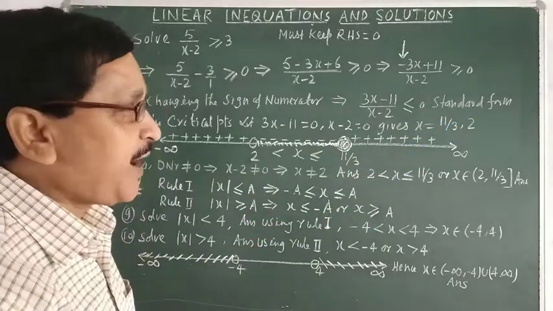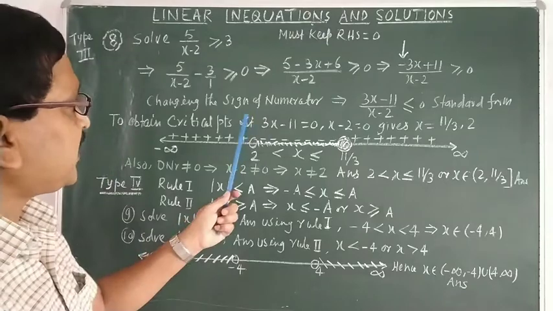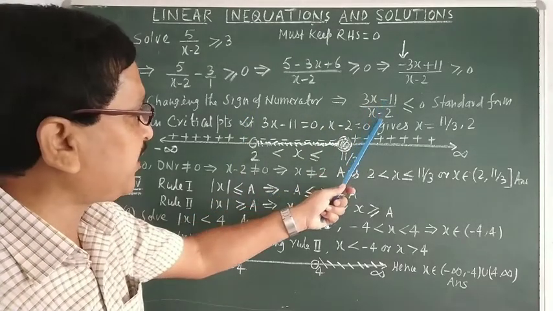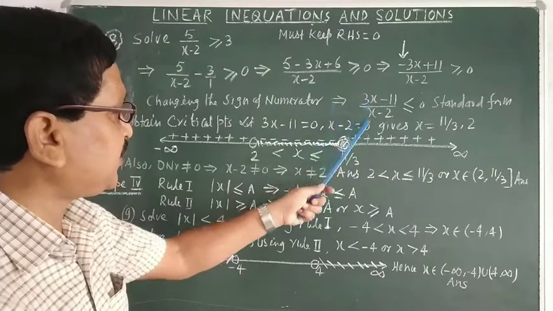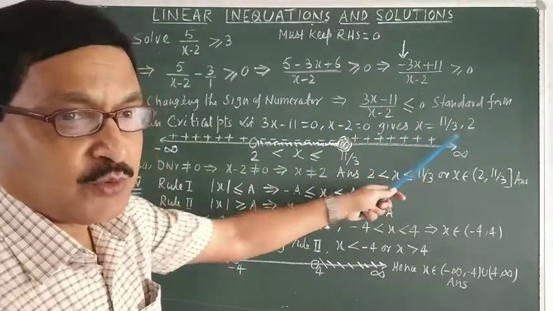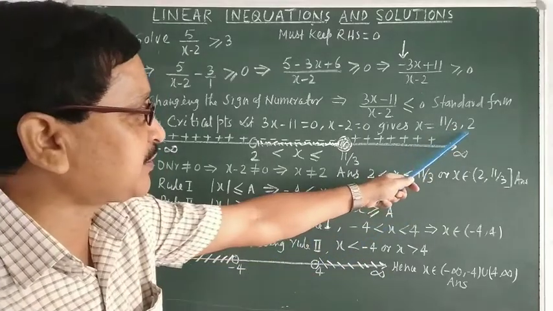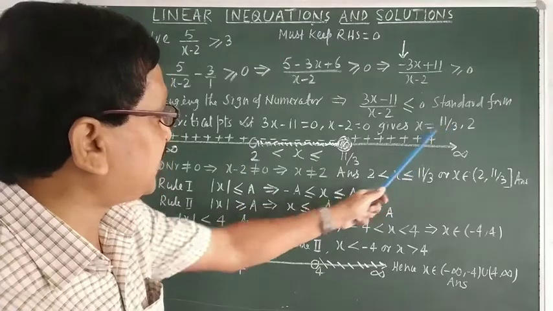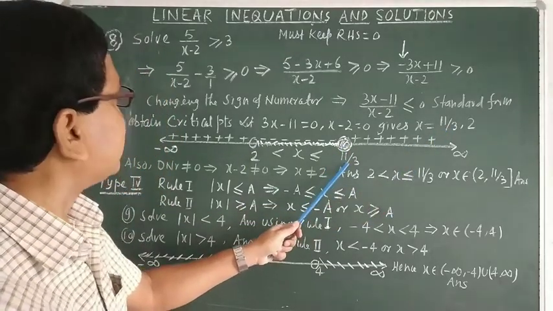Now we are going to find the critical points. The critical points are obtained by equating the numerator to 0 and the denominator to 0. So if this is 0 and this is 0, we get x is equal to 11 by 3 and 2. Now display these points. 2 is smaller, so it is kept on the left, and 11 by 3 is larger, so it is kept on the right.